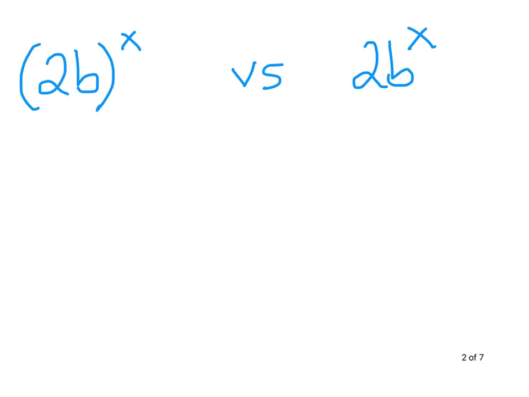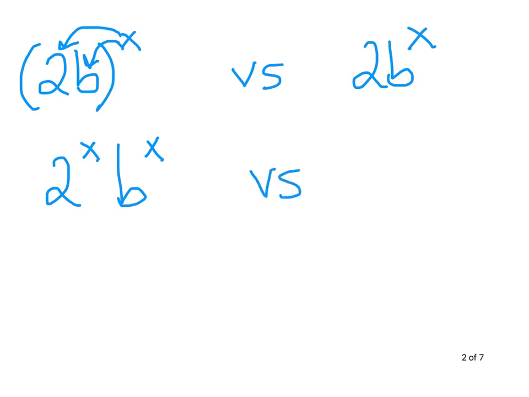Yes. Okay, perfect. Now, which one of these are we going to distribute with? The one with parentheses or the one without? We want to distribute with. So the first one, just like the example on the last page, we distribute the x power and we get 2 to the x times b to the x versus 2b to the x, which actually just stays the same because there's nothing to distribute in that case. So you see that there?